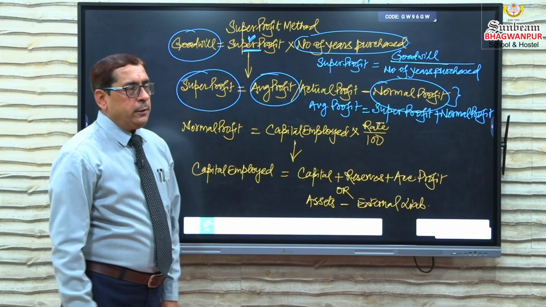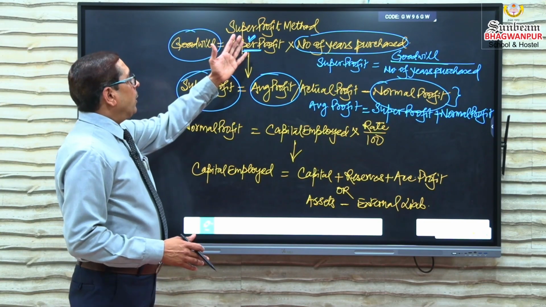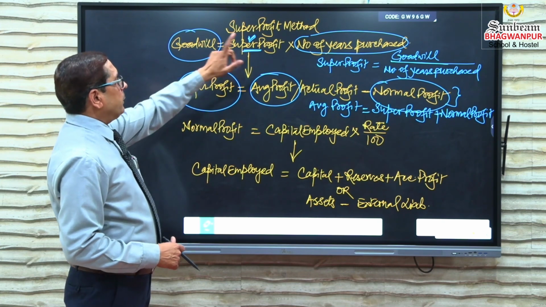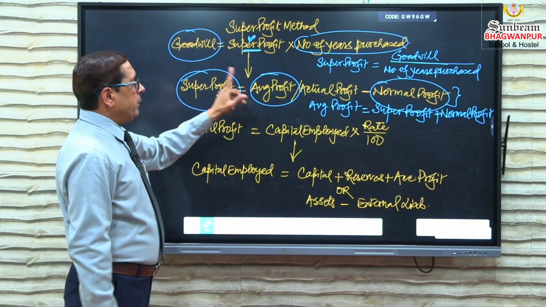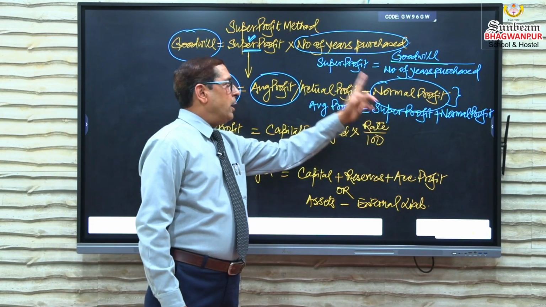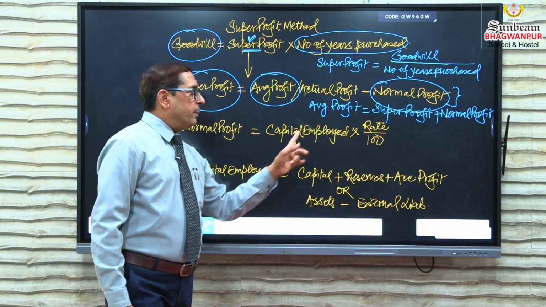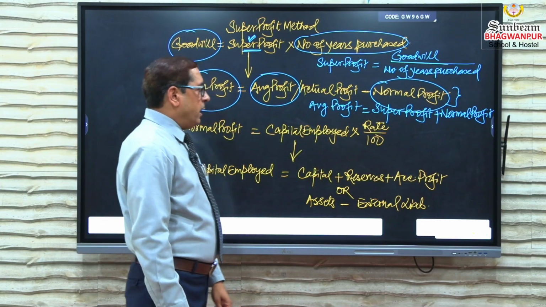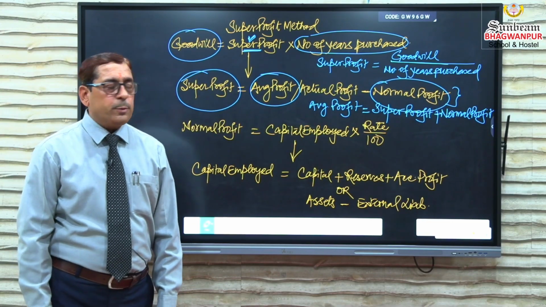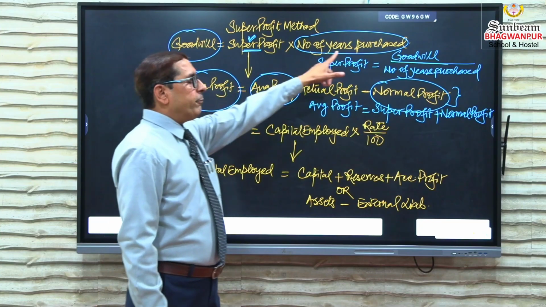Both ways I have explained. If the question is straight, to find out the goodwill, then you will first find out super profit. Super profit is equal to average profit minus normal profit, and for normal profit you are going to find out capital employed multiply rate upon 100. Capital employed you calculate as capital plus reserve and accumulated profits, and finally you will put up this formula and find out the goodwill.